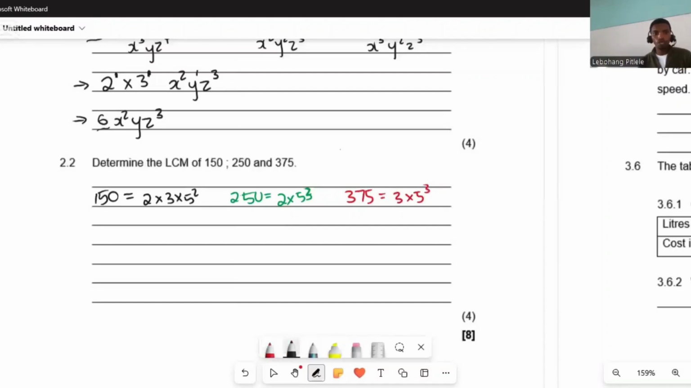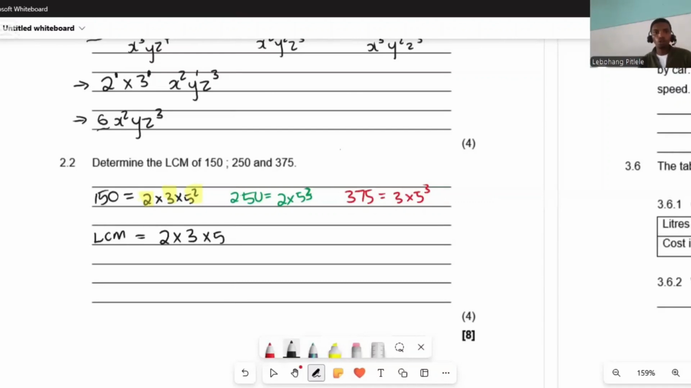Now we're dealing with what? Lowest common multiple. So now we're going to look for the multiples. Which multiples do we see? We see a multiple of 2, a multiple of 3, and a multiple of 5. We're not looking for a common number, we're looking for all possible multiples. So I'm going to write them down: 2 times 3 times 5.